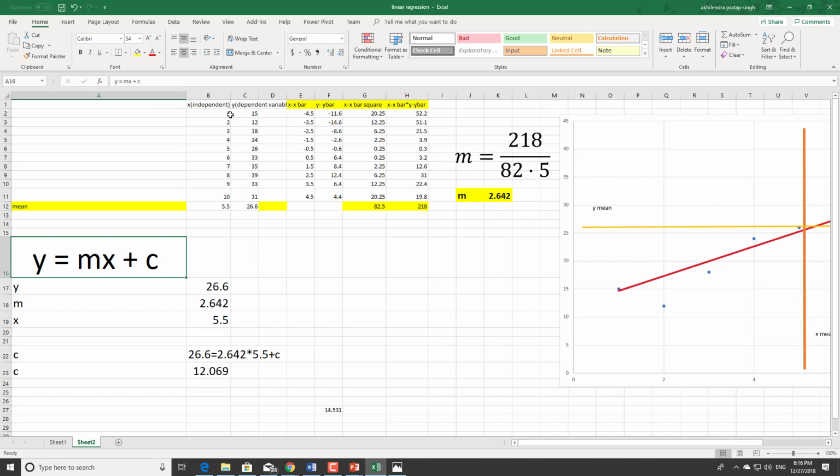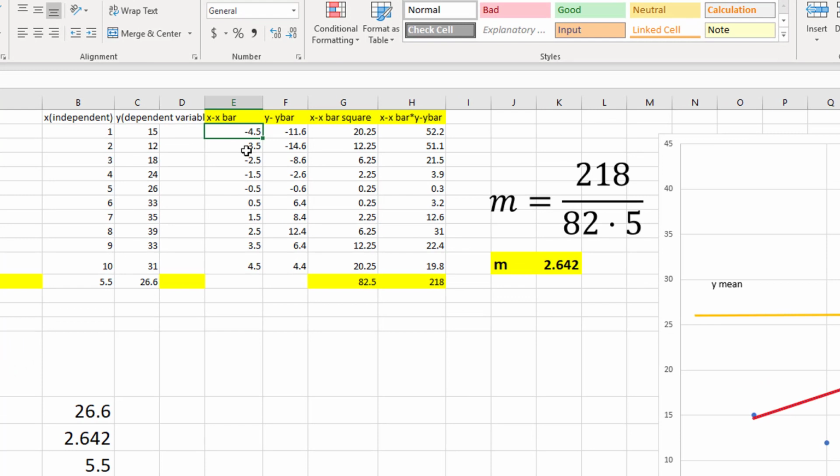So what are we going to do? We are going to calculate x minus x bar first. So here I have simply taken x minus x bar. So 1 minus 5.5 is minus 4.5, 2 minus 5.5 is minus 3.5, 3 minus 5.5 is minus 2.5, and so on for all the values. But the formula remains the same, x minus x bar. X bar is the mean. So we are taking individual values from here and then subtracting it from its mean.